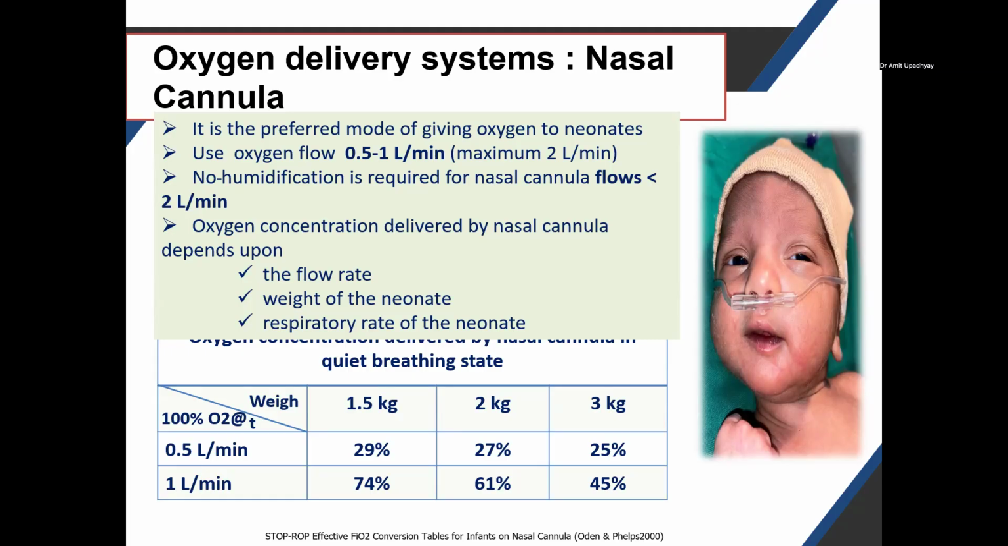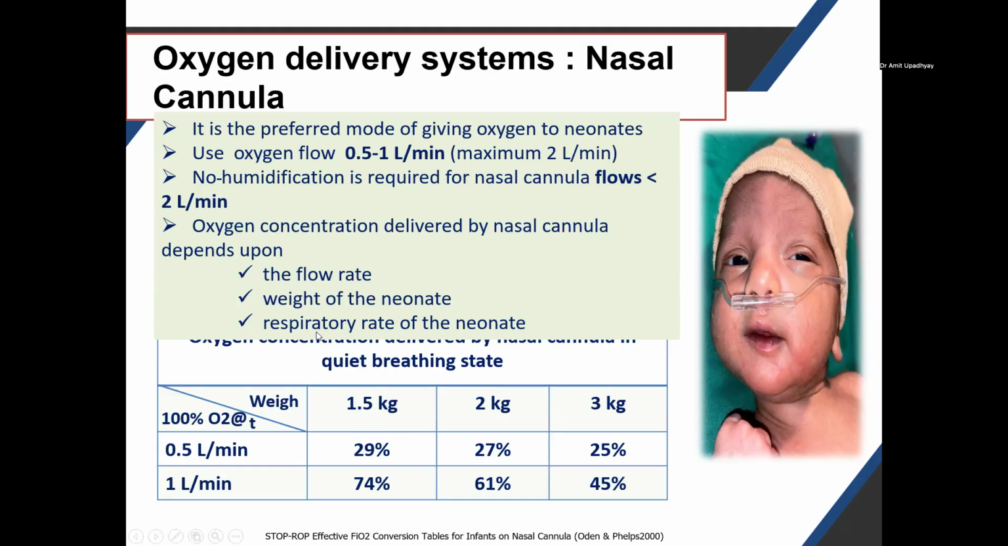You have to give very low flows, 0.5 to 1 liters per minute of oxygen, and at maximum you can give 2 liters per minute. Most often, no humidification is required for a nasal cannula. Water traps with saline or distilled water are also not recommended now, and dry water traps are used nowadays to deliver oxygen by nasal cannula.